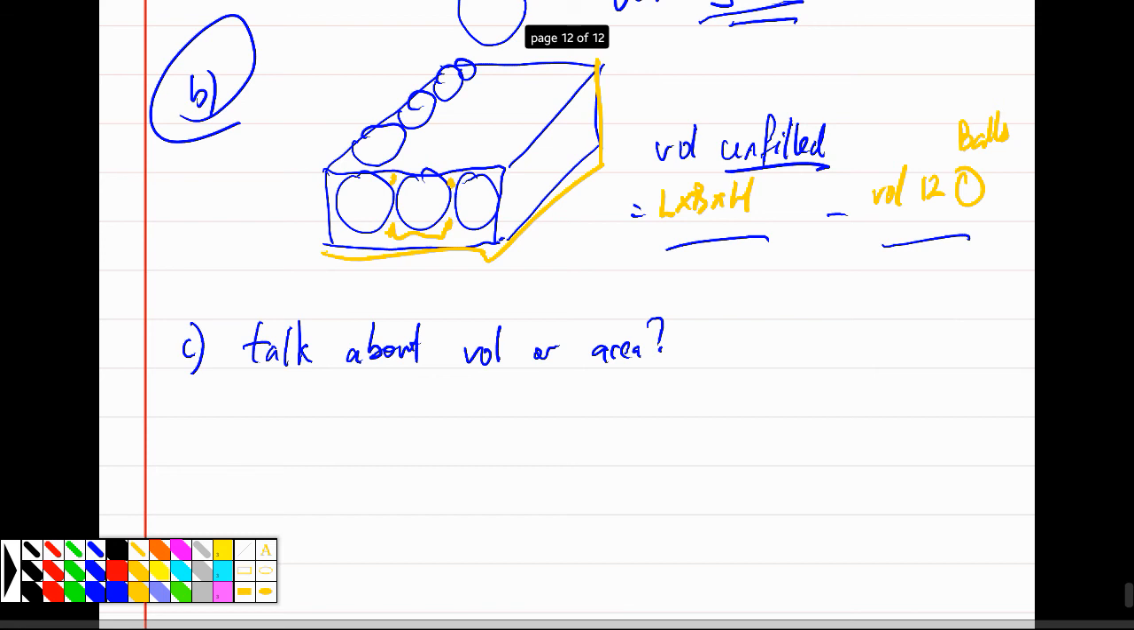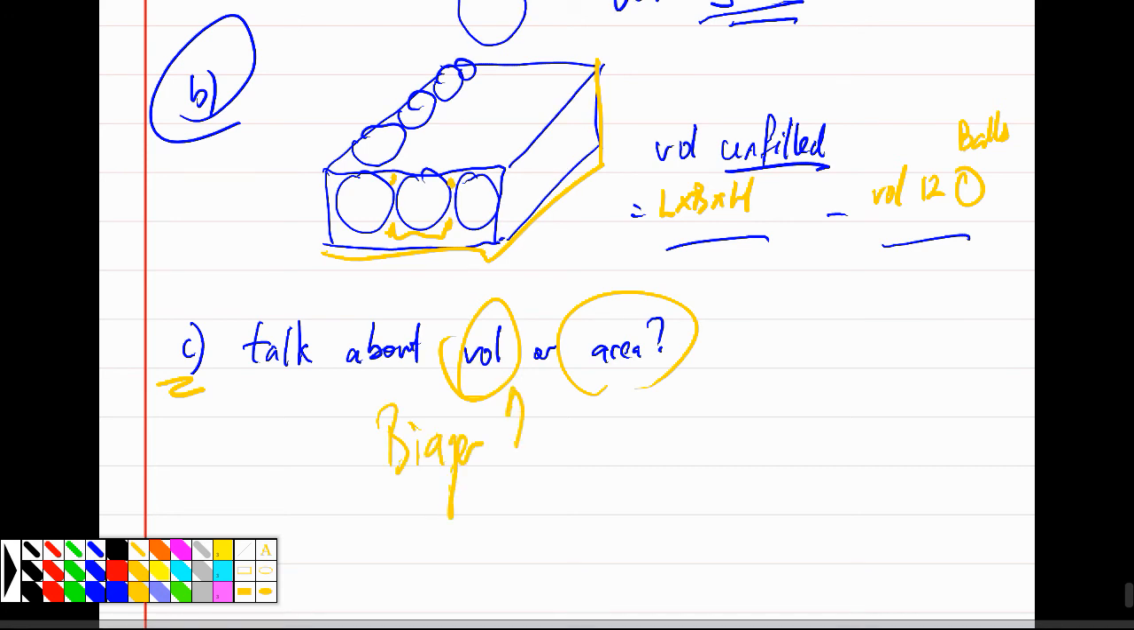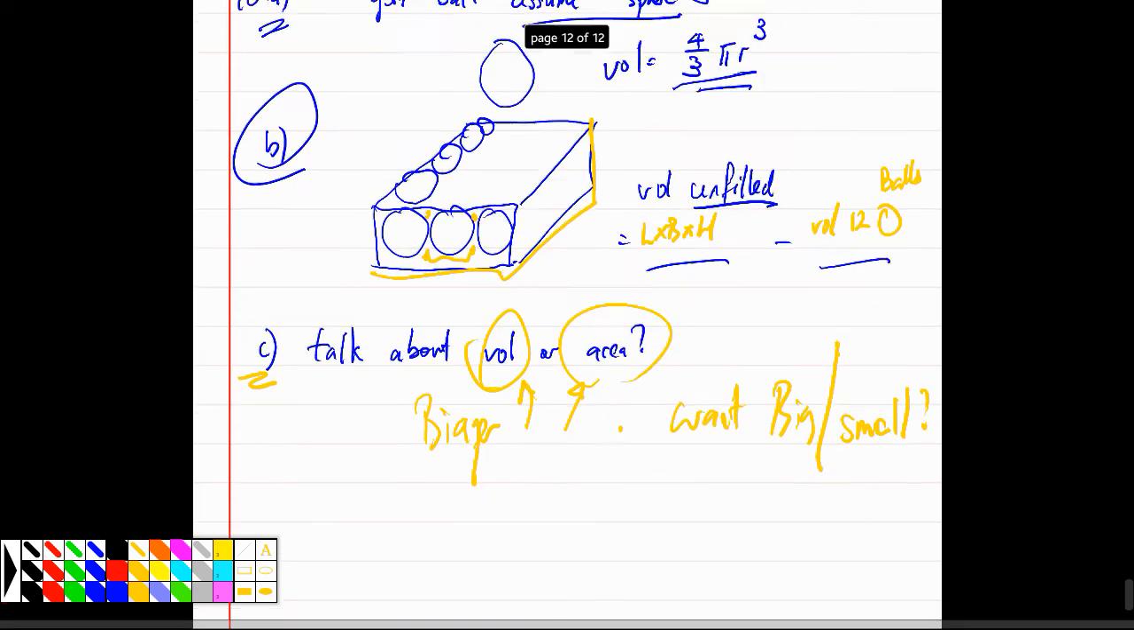Last one, I want to make the box. Do you think we are talking about area and volume? And which one will have a bigger area or volume? And do we want a big or small area or volume? I want to see all your answers tomorrow, then we can discuss.